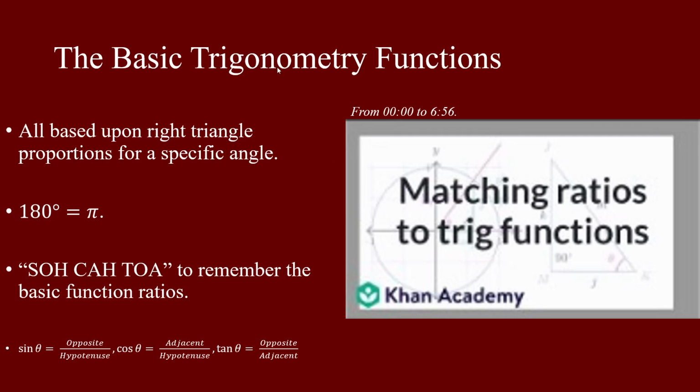So the basic trigonometric functions are down here at the bottom. We have sine, cosine, and tangent. You'll notice that all three of them are equal to fractions with very weird words instead of numbers. So opposite, hypotenuse, adjacent, hypotenuse, opposite, adjacent, opposite, adjacent.